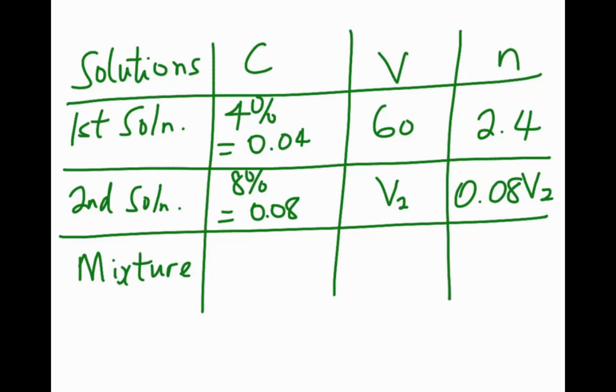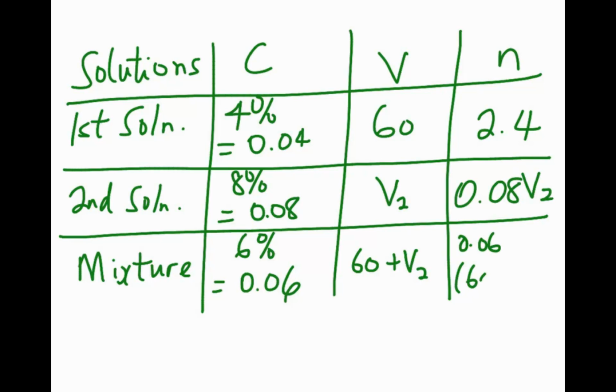Then what does she want? She wants 6%, of course, and 6% is 0.06. And of course, the volume is the arithmetic sum, 60 plus V2. And you multiply these two, it gives you 0.06 times 60 plus V2. So let's go ahead and solve this and see what it gives us.